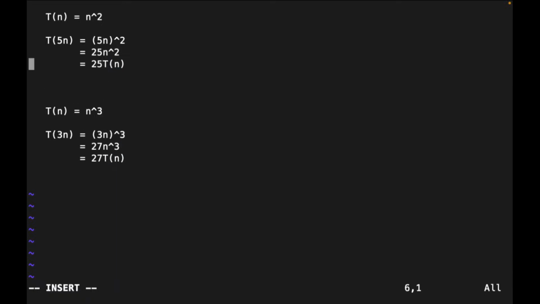So we can see that for a quadratic algorithm, when you increase the input size by a factor of k, the time taken by the program increases by a factor of k squared. And if you have a cubic algorithm, then it would increase by k cubed, and so on.